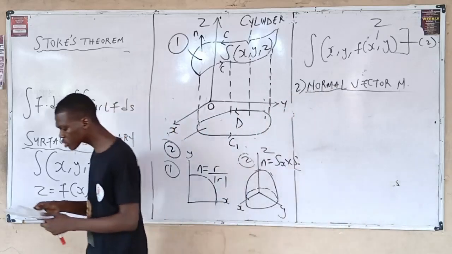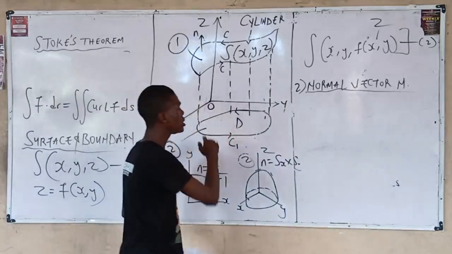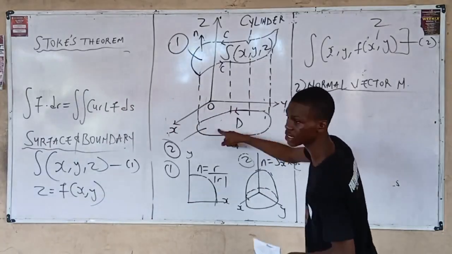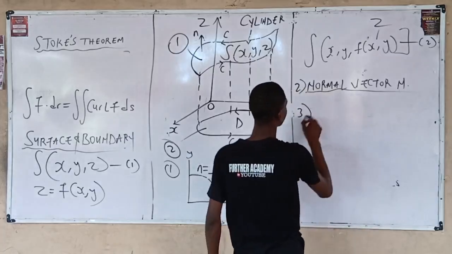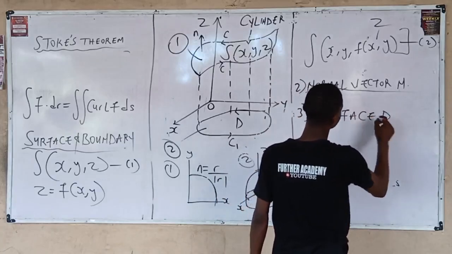Alright, now the next one, number 3, the surface D, meaning this projected surface.